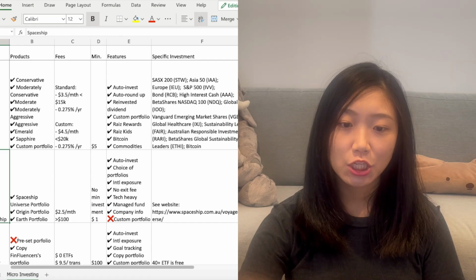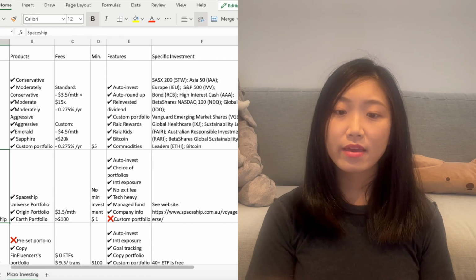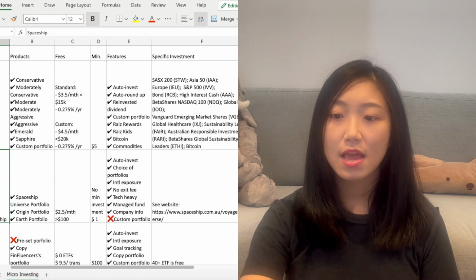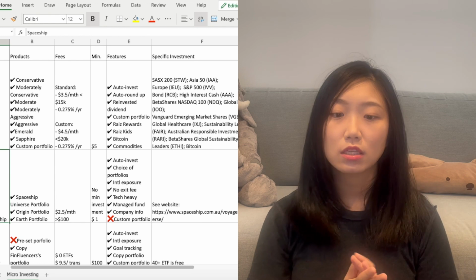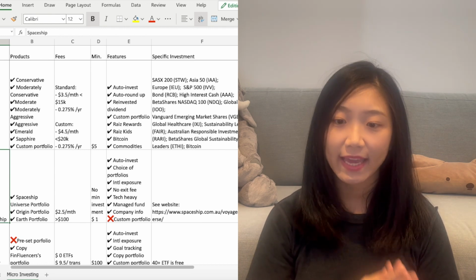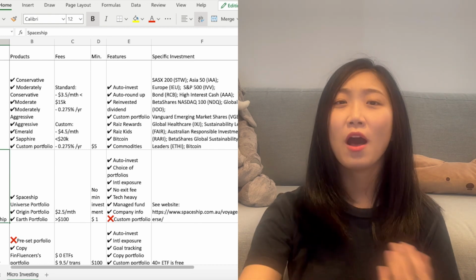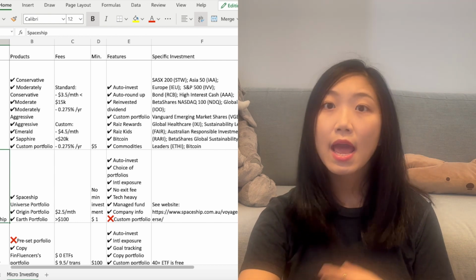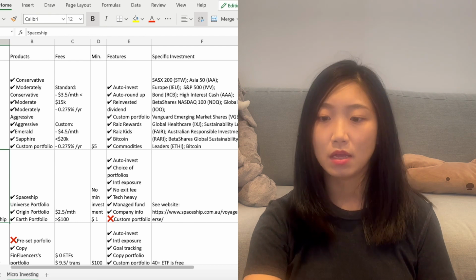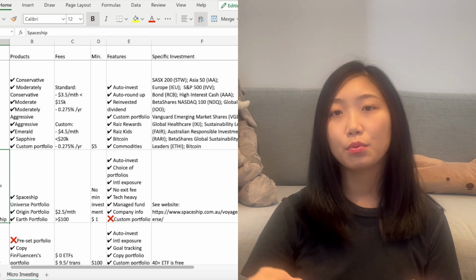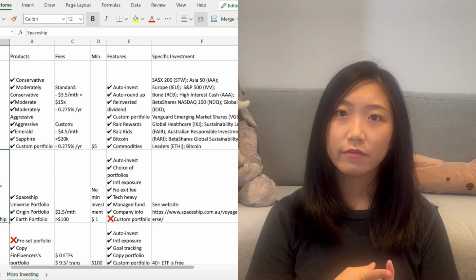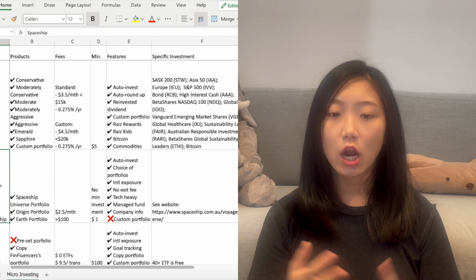Now, the next one on my list is Spaceship. Spaceship is another micro investing platform that's quickly gaining popularity in Australia, having doubled its customer base in 2022 to 100K. It has a mobile app that allows you to deposit a lump sum amount or set up a recurring deposit every week, every fortnight, every month, etc. into 3 preset portfolios, namely Spaceship Universe, Origin, or Earth.